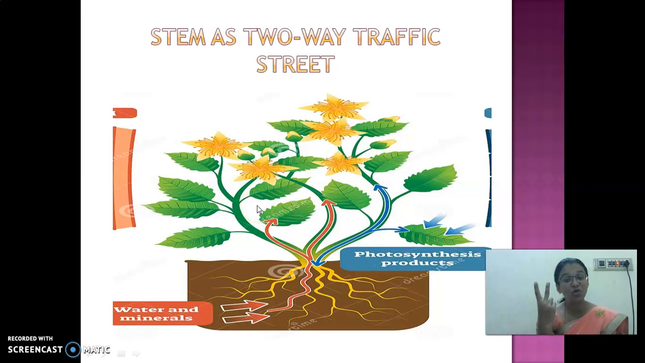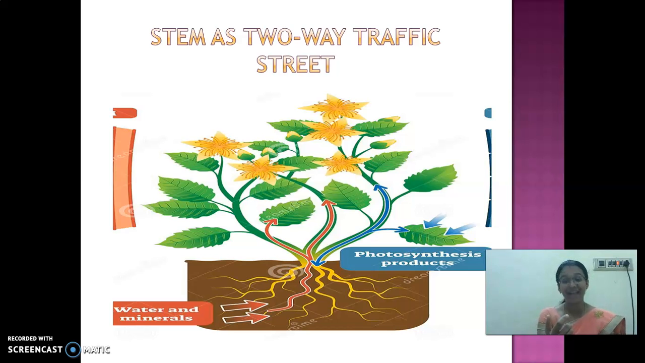So, how does the two-way process take place, children? The first thing is water and minerals are absorbed from the soil. These water and minerals are transported to other parts. That is the one way. What is the second way? The products of photosynthesis. What is meant by photosynthesis? Can you remember that?